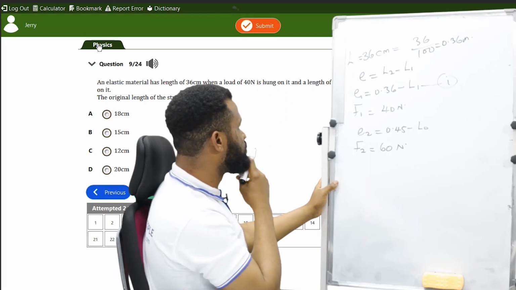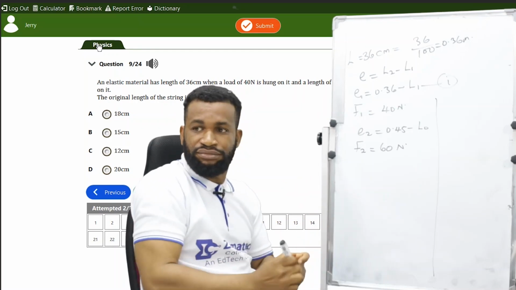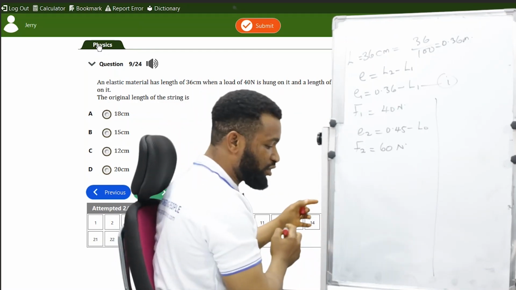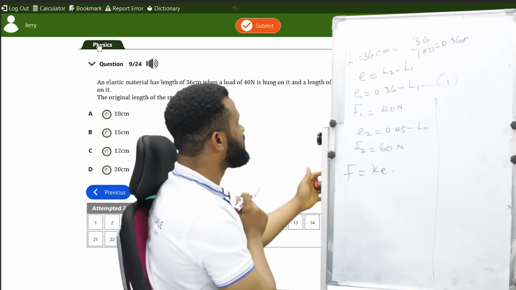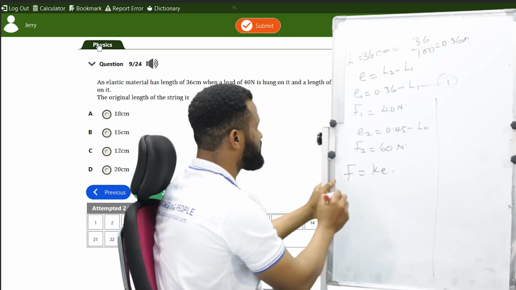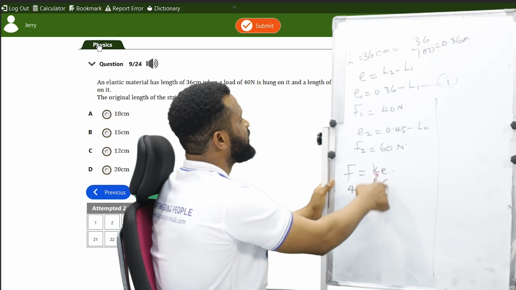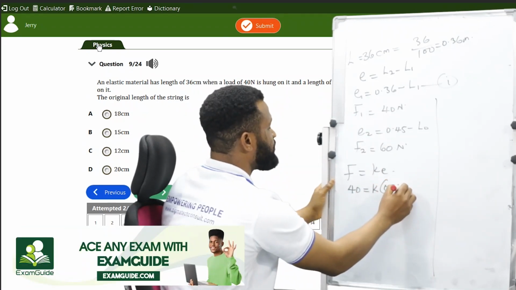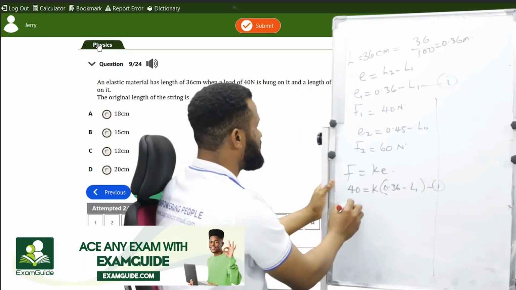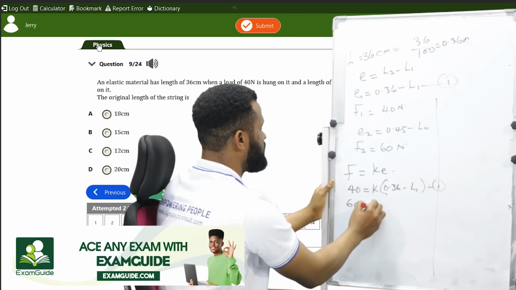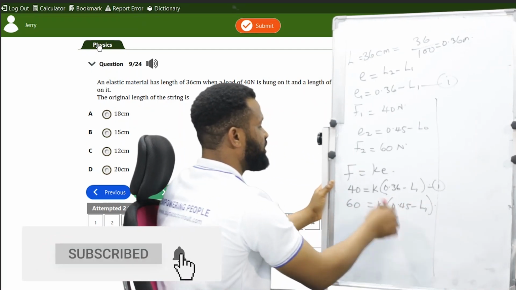So now what are we going to do? Remember the equation according to Hooke's law, who stated that F is equal to KE. So in this case, I'm going to use the first one, which is 40 is equal to K bracket E is 0.36 minus L1. That is the first one, equation 1. And then 60 is equal to K bracket 0.45 minus L1. And this is equation 2.